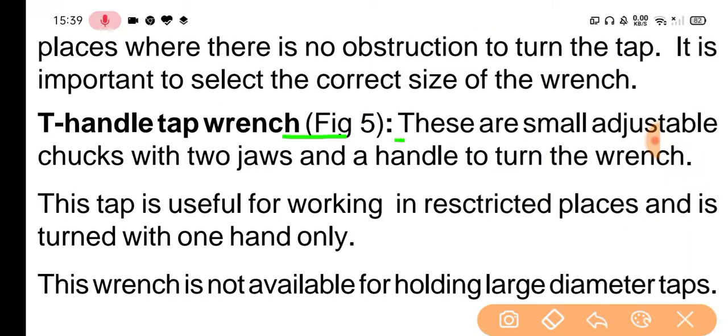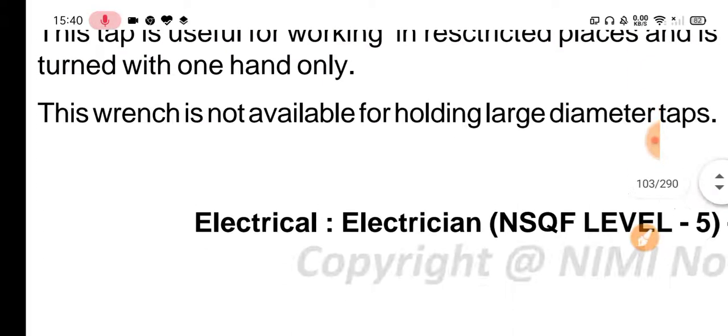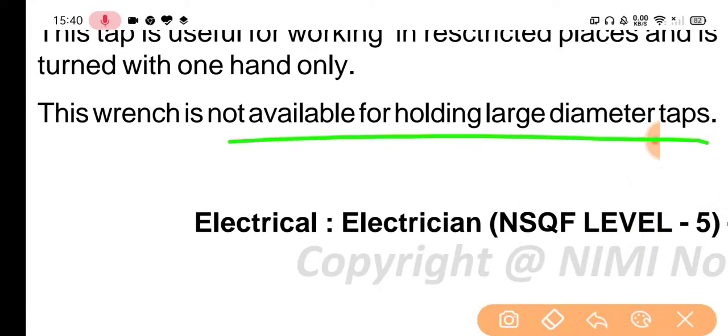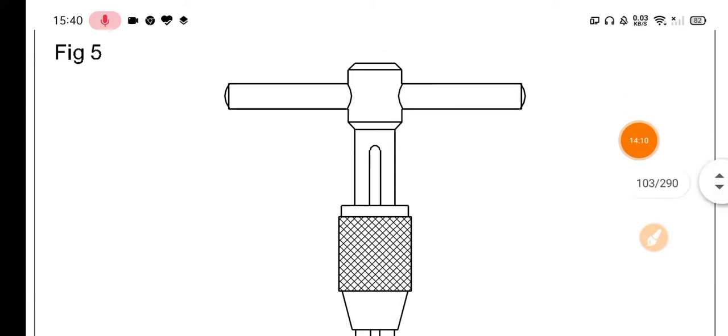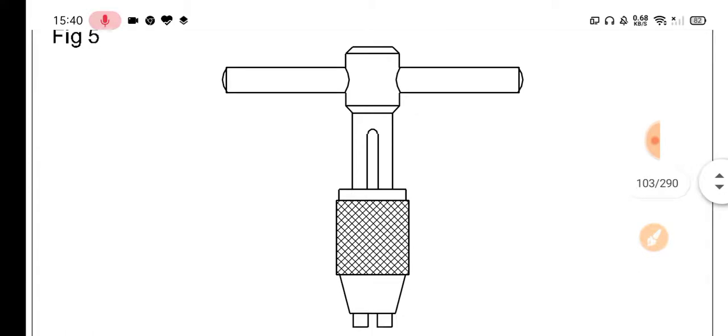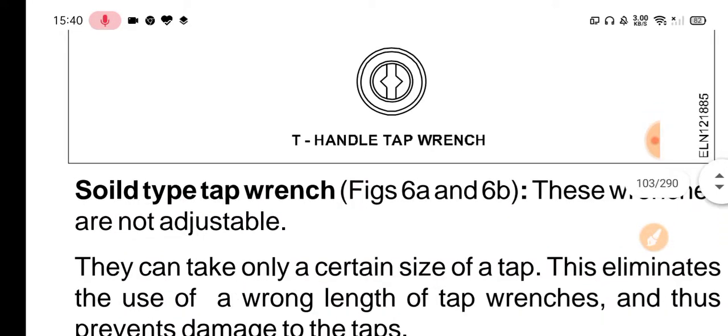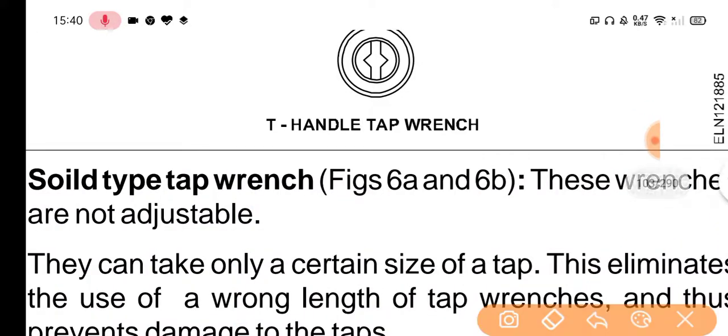T-handle tap wrench. These are small adjustable chucks with two jaws and a handle to turn the wrench. This tap wrench is useful for working in restricted places and is turned with one handle only. This wrench is not suitable for holding a large diameter tap. This is the T-handle tap wrench, and this is the solid tap wrench, 6A and 6B.